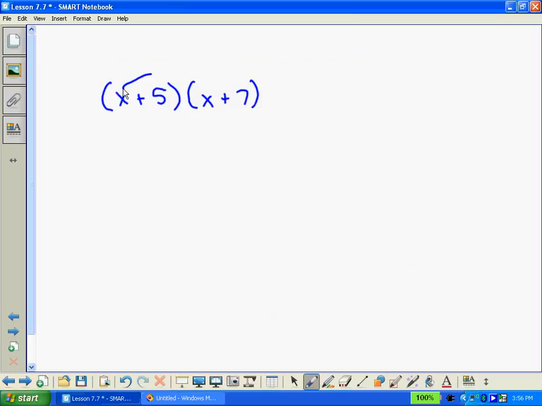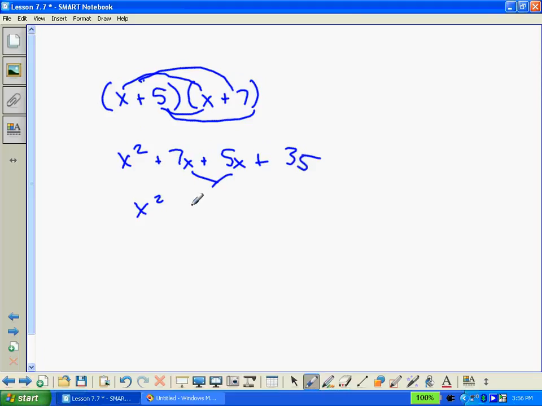So basically I'm going to multiply the x times each of the terms, and I'm going to multiply 5 times each of the terms. First times first. X times x is x squared. Outside times outside, x times 7 is positive 7x. The inside terms, 5 times x is positive 5x. And the last terms, 5 times 7 is 35. Make sure we check whether we can combine like terms, and we can. 7x and 5x are like terms, so the final answer would be x squared plus 12x plus 35.